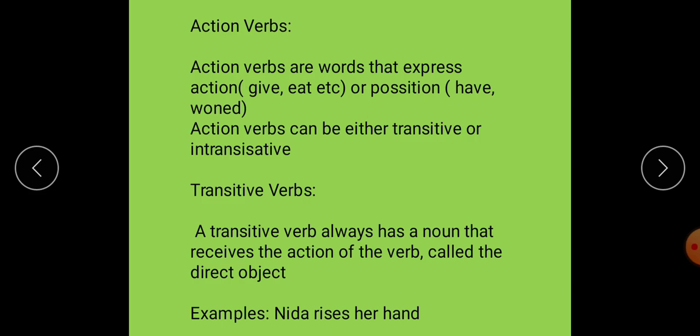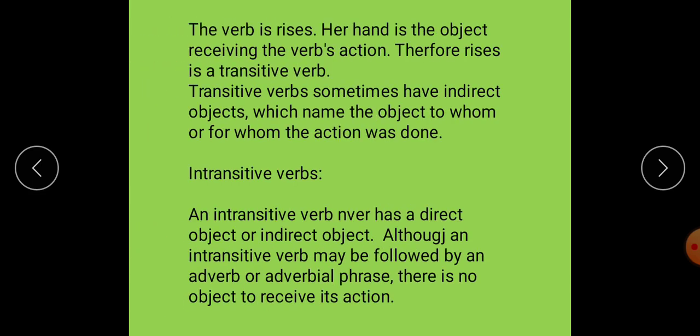एग्जांपल, निदा राइजेस हर हैंड. The verb is rises in this example. Her hand is the object, receiving the verb's action. Therefore, rises is a transitive verb. Transitive verbs sometimes have indirect objects which name the object to whom or for whom the action was done.